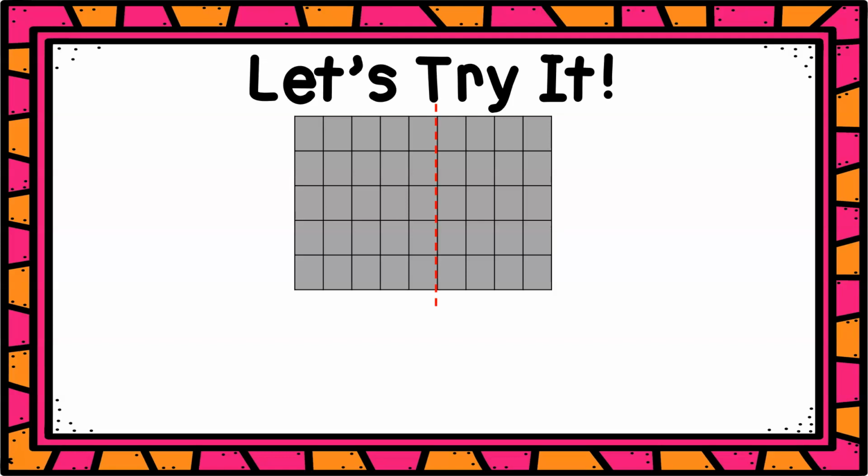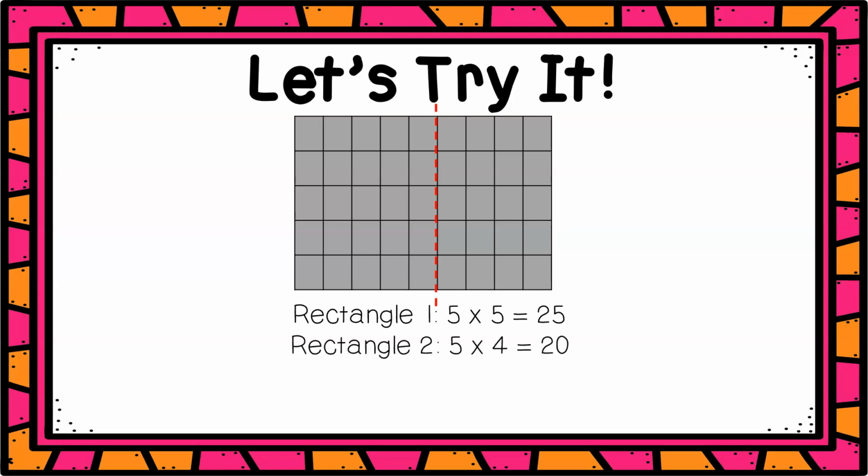Here's my line I drew. On the left side of the line we can see a rectangle that has 5 down and 5 across. That means we set up the multiplication equation 5 times 5, which we know is 25. And now we can look at the second rectangle on the right of the line and see 5 rows down and 4 across. So we turn that into 5 times 4, and we know that that is 20.